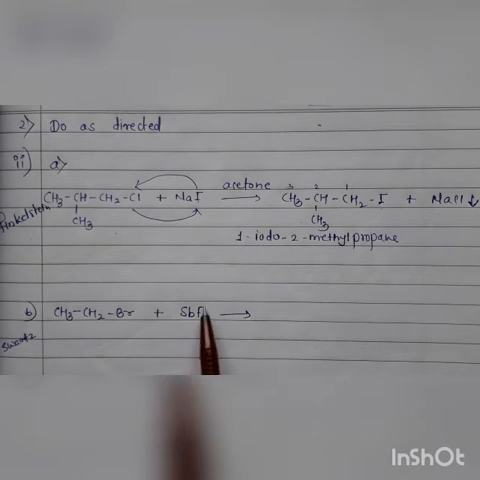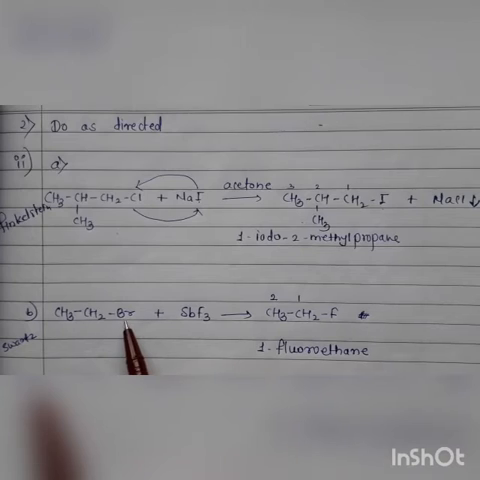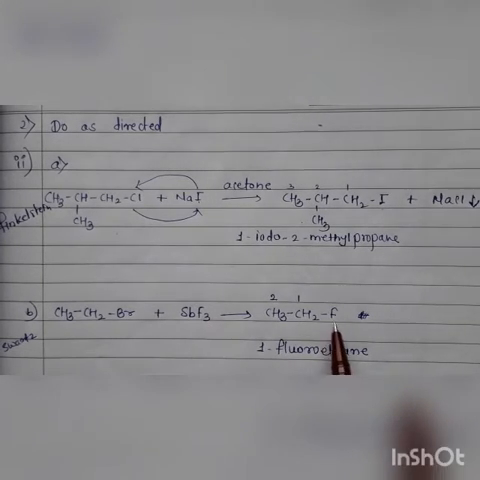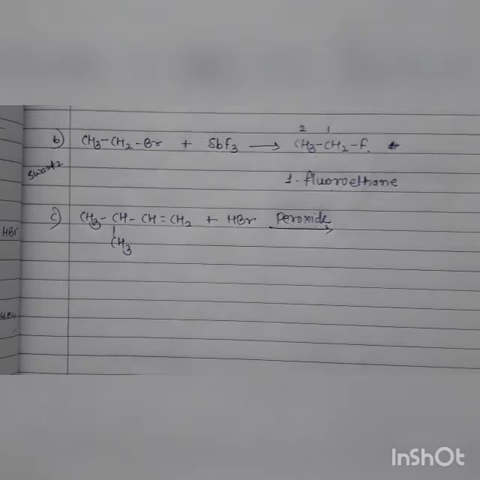Now let us see next reaction. CH3CH2Br plus SbF3. Fluorine is there. So this reaction is for the preparation of fluorides. Okay. So this is Swarts reaction of halogen exchange. Fluorine will take place of bromine. So let us write the product. So see, in place of bromine, I have written fluorine. Okay. So CH3CH2F. Name of the compound is, at first position fluorine we will show. So 1-fluoroethane. Understand?